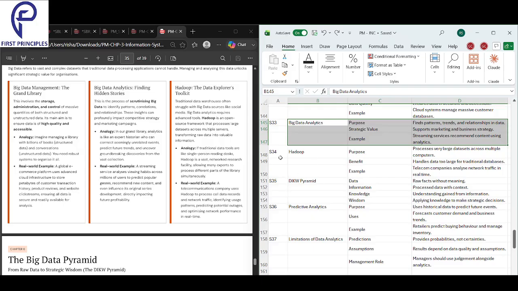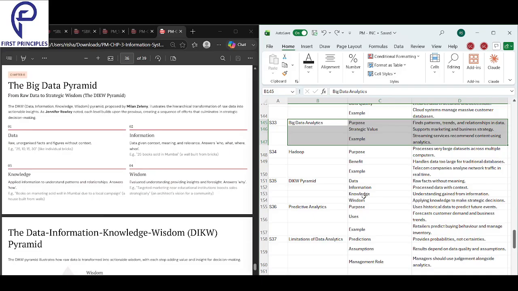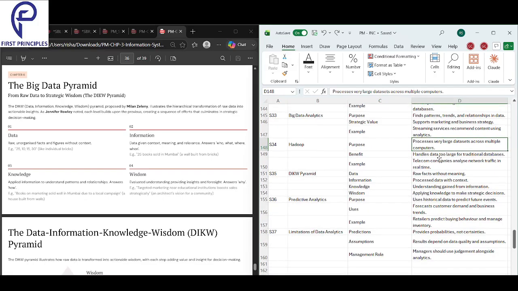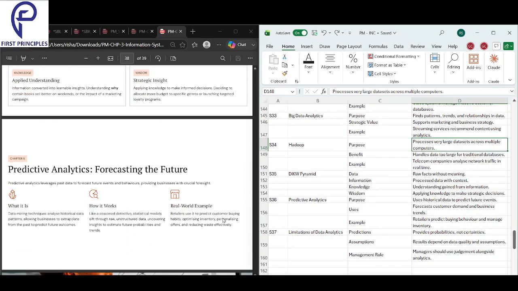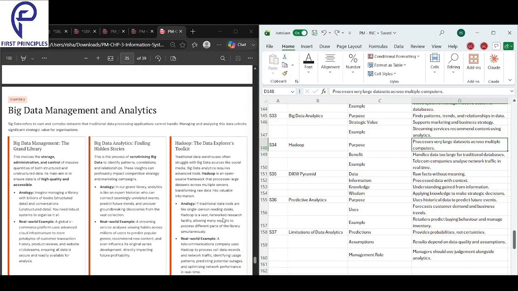Next, the big data pyramid. The purpose, the process: it processes very large data sets across multiple computers.